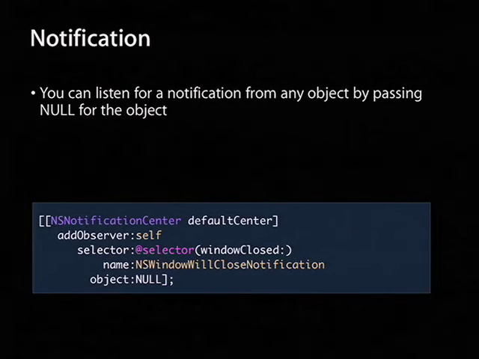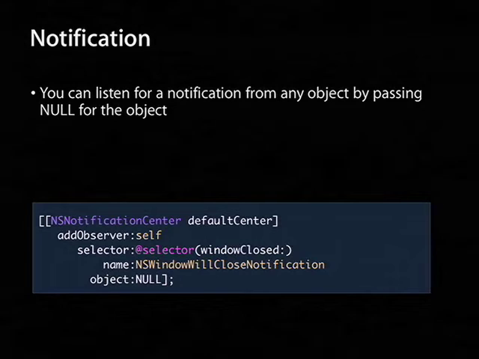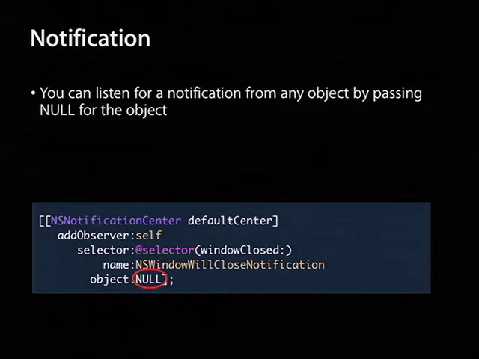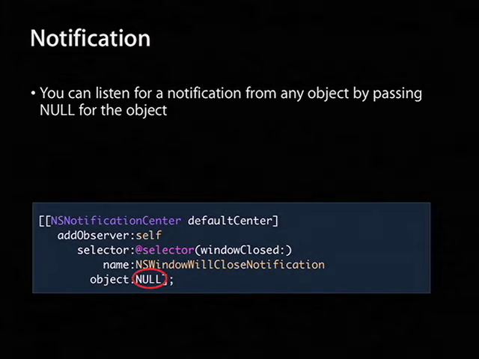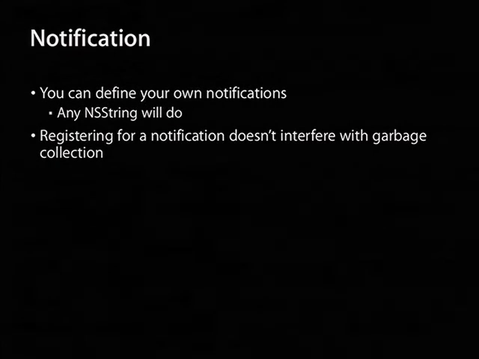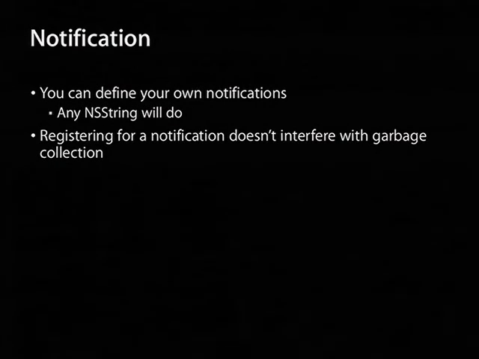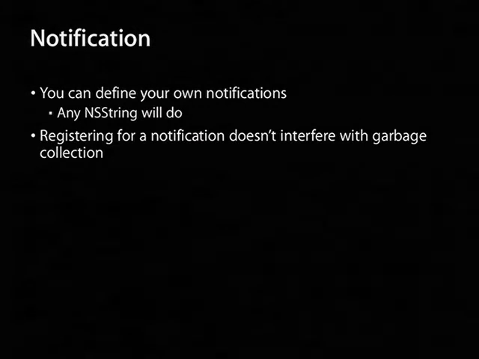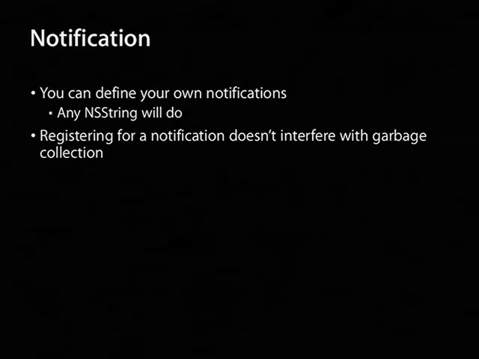And likewise, you can listen for notifications from any object by passing null as the object of the notification. So this will tell you anytime any window is going to close. And the third mode, which is very rarely used, is to say null for both the name and the object. This will tell you every time any object posts any notification. This isn't usually very useful, but it's there if you need it for debugging, for example. And you can hook into the NSNotifications yourself by just defining your own notifications. And this is very easy. You just define a string, and that becomes the name of the notification.